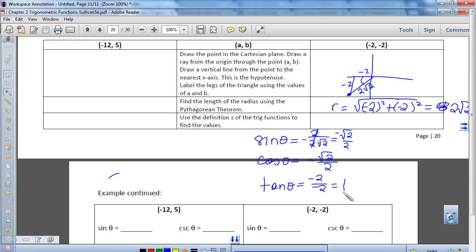Okay, then we've got our reciprocals, so we've got cosecant theta is going to be just negative root 2. Secant theta is also going to be negative root 2. And then cotangent theta is going to be equal to 1. Okay, questions about that?